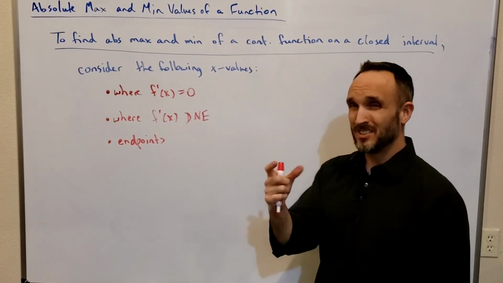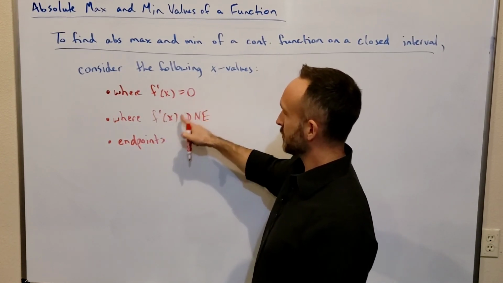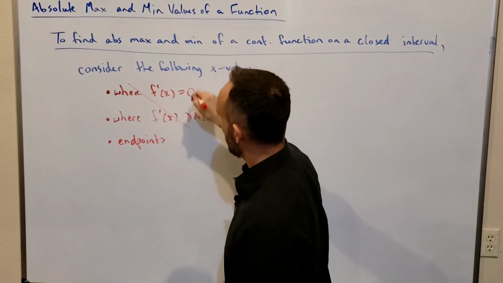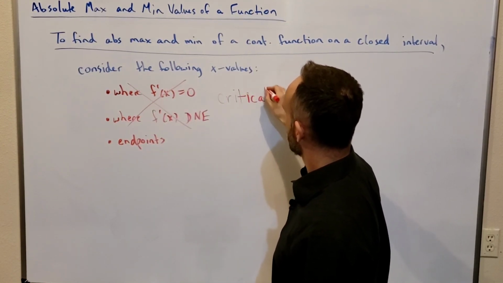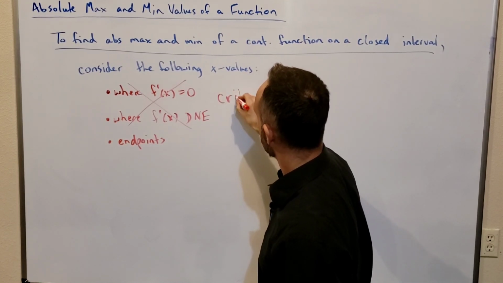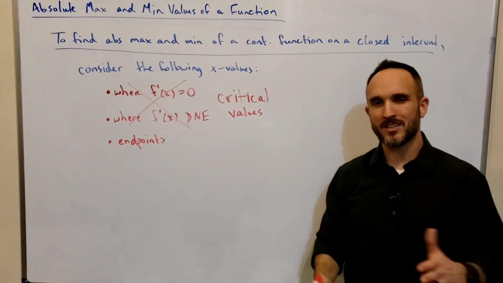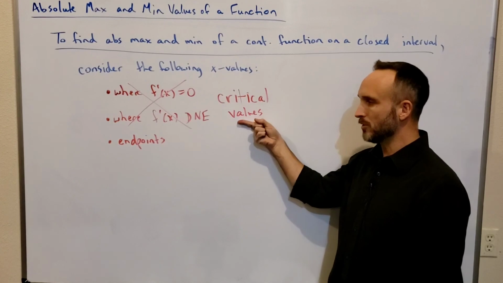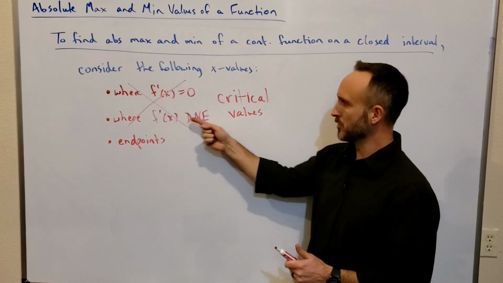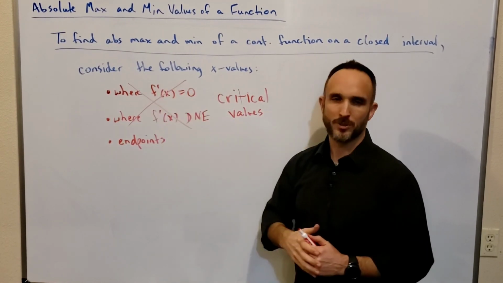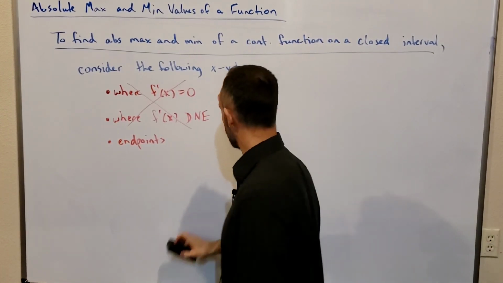So we can make this more concise even. We could say f prime of x equals 0, f prime of x does not exist. But that's the same thing as saying critical values. So when you want to find absolute max and min of a continuous function on a closed interval, look at the critical values and the endpoints. It's that simple. Okay? To find the critical values, of course, you're going to have to find the derivative and do some algebra to determine those x values. All right? So let's get started. Let's put all this together and see how it works with a few examples.